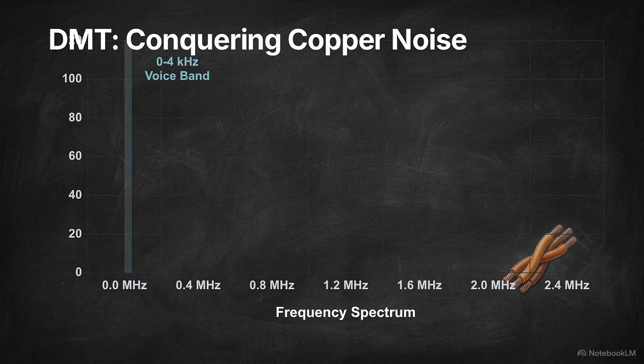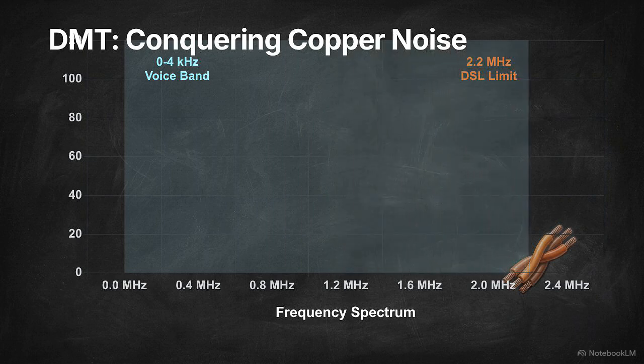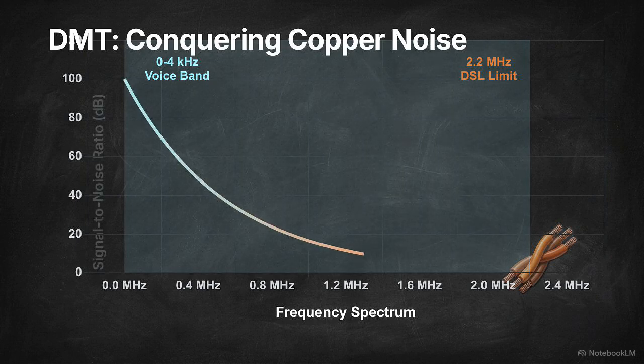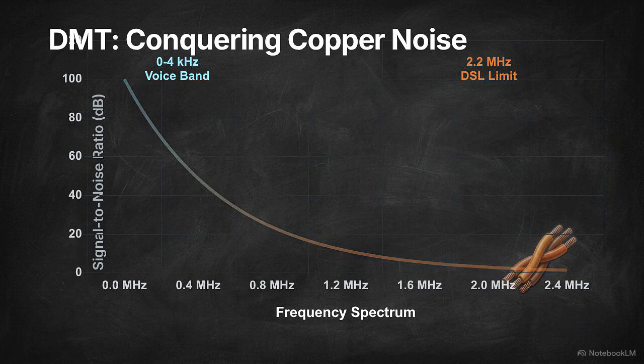To move past dial-up, engineers developed digital subscriber line, or DSL. By bypassing the central office voice filters entirely, they could unleash the raw copper, opening up spectrum up to 2.2 megahertz. But pushing high frequencies through unshielded copper triggers the skin effect. Electromagnetic waves face exponentially higher resistance and attenuation at higher frequencies. Over physical distance, the signal-to-noise ratio simply plummets toward zero.